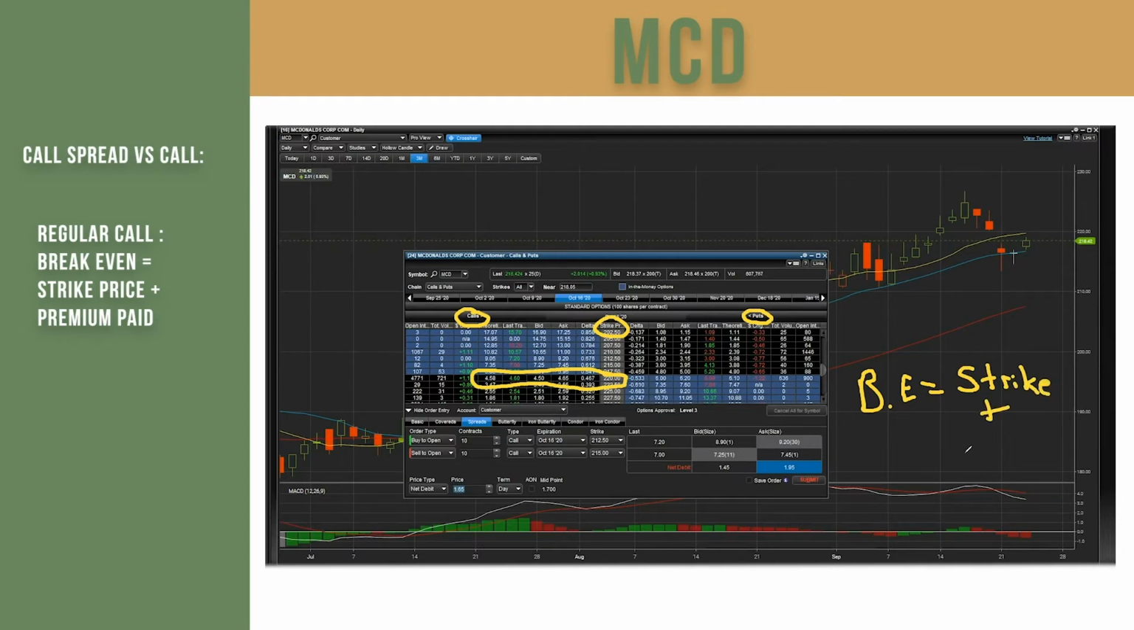plus premium paid for a regular call. So if you pick up that 220 strike, 220 plus, what's it going for? Theoretically, right now, it's going for $4.58 right here. So 220 plus 4.58, that means your break even is 224.58.